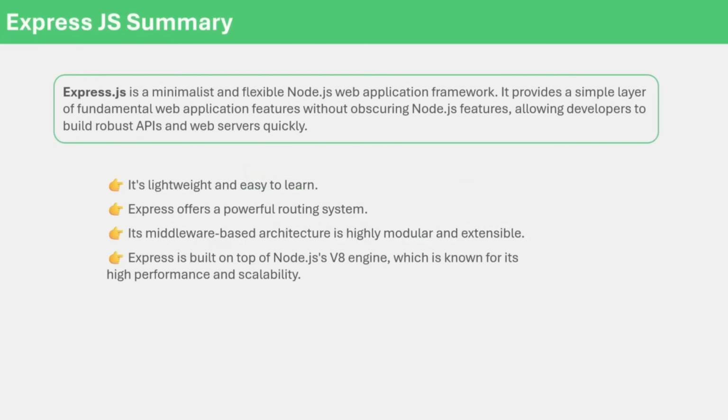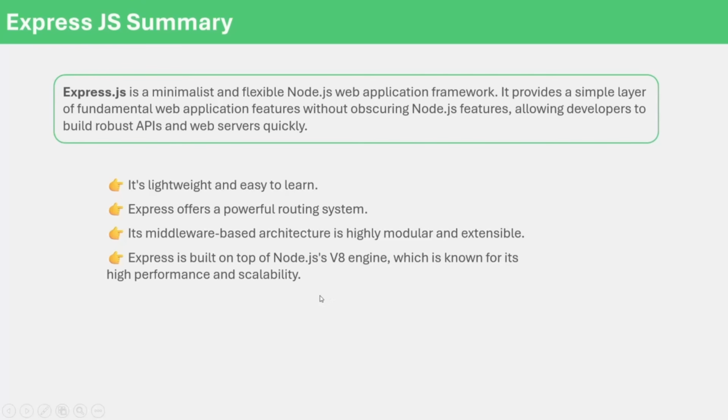So we learned that Express.js is a minimalist and flexible Node.js web application framework, and it provides a simple layer of fundamental web application features without obscuring Node.js features, allowing developers to build robust APIs and web servers quickly. So Express.js is a lightweight Node.js framework which is easy to learn, and it offers a powerful routing system. And Express.js uses middleware-based architecture, and it is highly modular and extensible. And Express is built on top of Node.js V8 engine, which is known for its high performance and scalability.